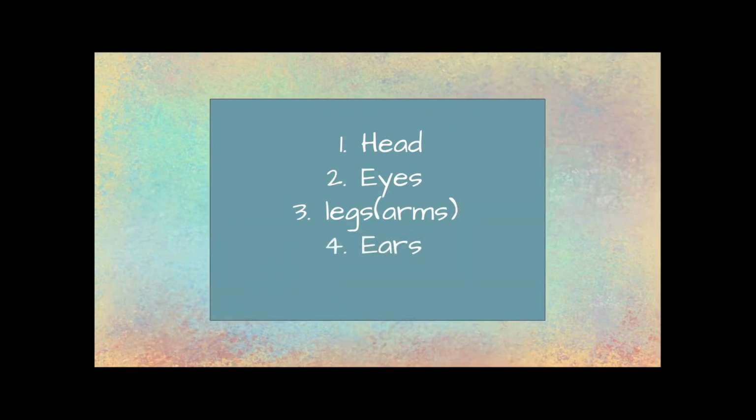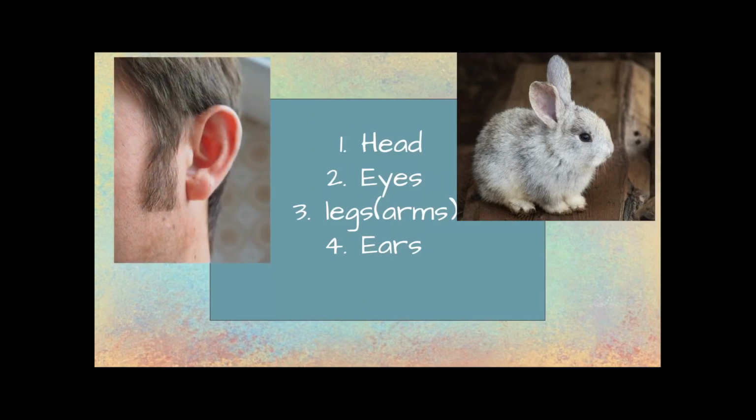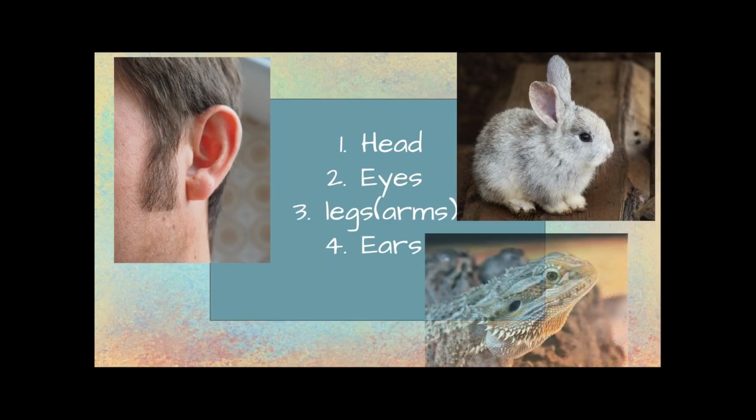Ears. Ears are a really good defining factor for animals such as rabbits, who have long, pointed up ears that help them hear things, or humans have short ears, they're close to their heads, and a lizard who doesn't have external ears like humans or rabbits, but has a hole in the side of their heads for them to be able to hear.